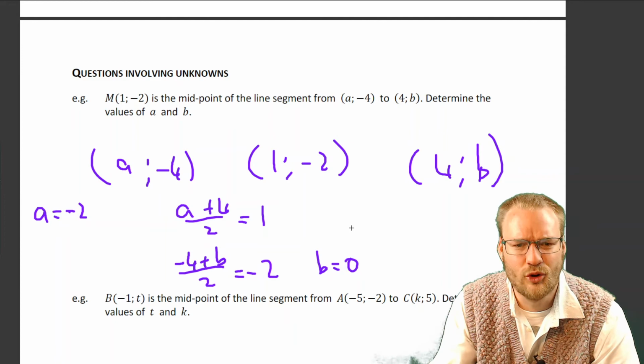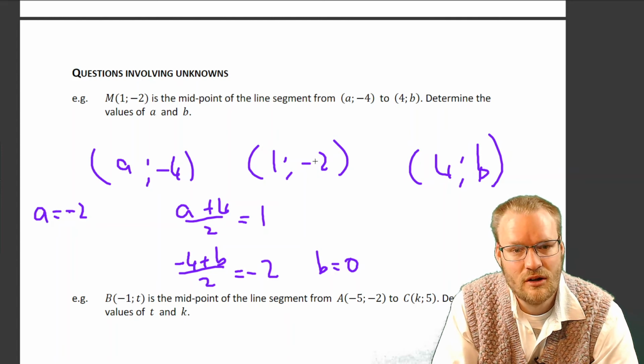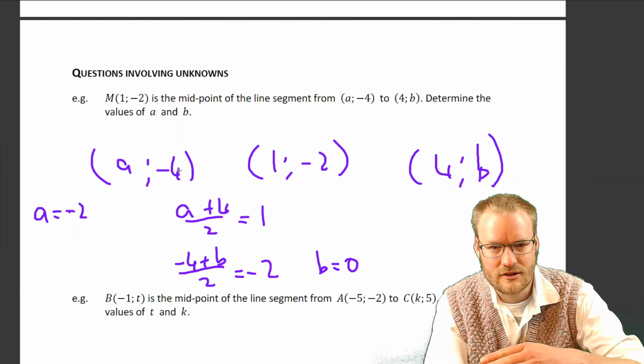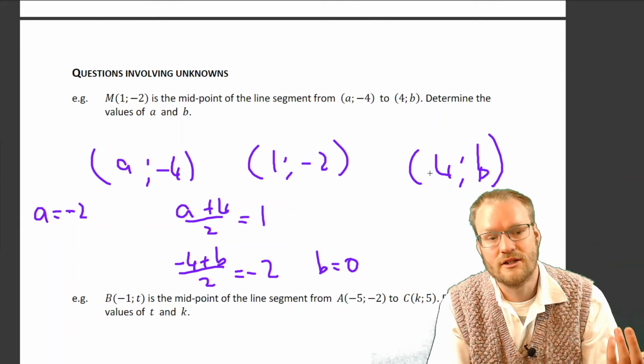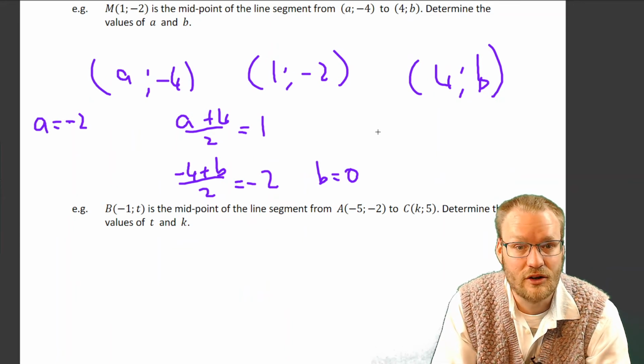Or let's do it in our more intuitive way and say, if -2 is the middle of -4 and what? Well, this is the y value, so we've gone 2 down to get to -4. So we must go 2 up to get to B, so B must be 0. Okay, there we go. That's the type of thing we're going to do.